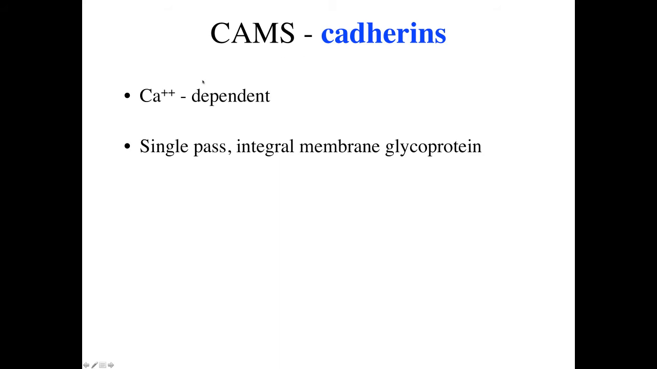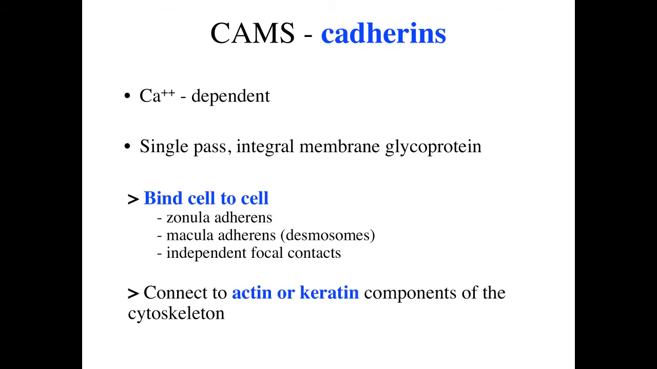So cadherins, they're calcium dependent. They're usually single pass integral membrane glycoproteins, so the sugar residues are on the extracellular domains of the proteins. These bind cell to cell, so you find them in zonular adherens, you find them in macular adherens or desmosomes, and you'll find them in independent focal contacts within cells. Intracellular domains of these cadherins bind to actin, or keratin components of the cytoskeleton.